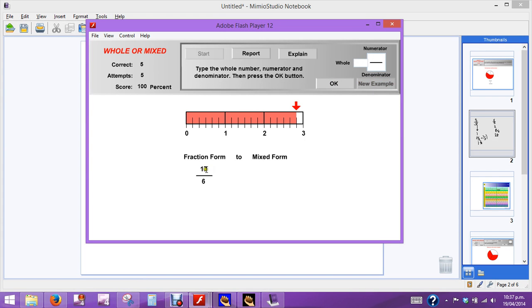Next one, 17/6. How many times does 6 go into 17? 6 3s are 18, so I don't quite get 3, but I get 2. 6 2s are 12. 12 off 17 leaves 5. 5 what? 5 sixths. So there's 2 wholes and 5/6. 2 sixes is 12, 13, 14, 15, 16, 17. Hope it makes sense to you.